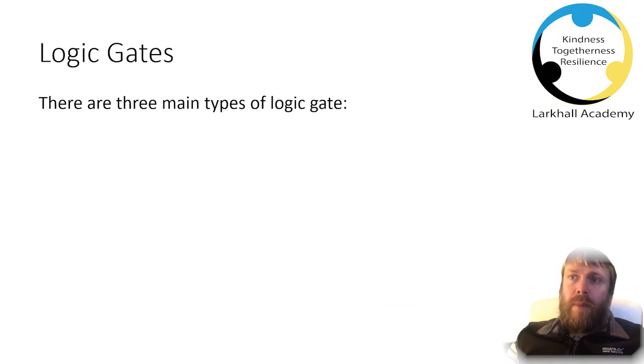Now this is logic gates. Logic gates are really quite important. Logic gates are process devices, I should say. So these are devices that we would use to process a signal and perhaps change it so that we get something different out. They're very useful devices, and there are three main types of logic gate that we're going to be looking at in this course.